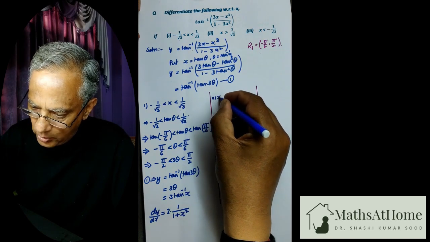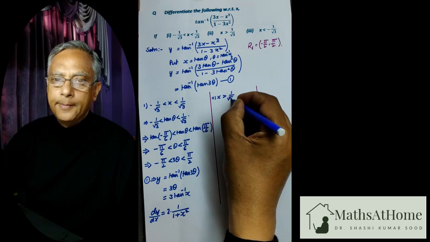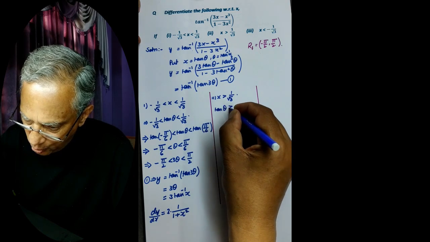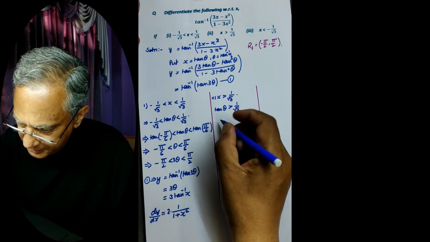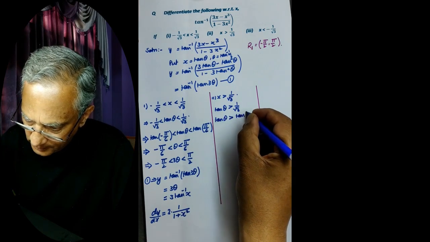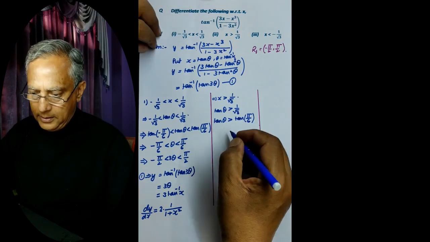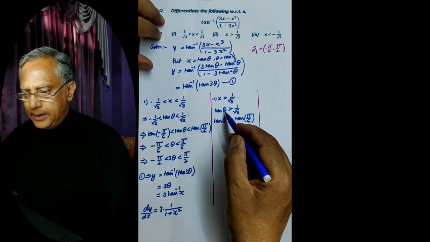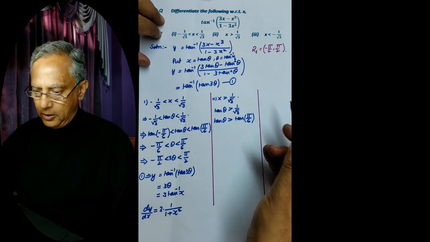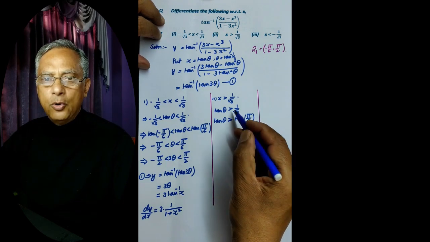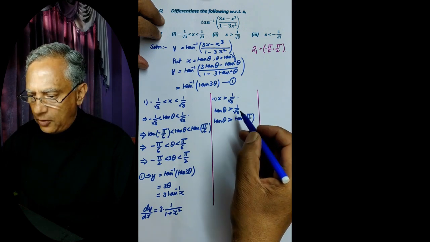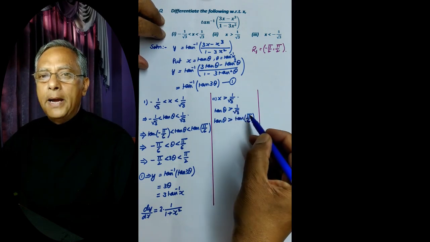Now second is x is greater than 1 by root 3. This implies tangent theta is greater than 1 by root 3. This implies tangent theta is greater than tangent of pi by 6. Now tangent theta is greater than 1 by root 3, that is from 1 by root 3 to infinity. Now tangent of pi by 6 is 1 by root 3 and tangent of pi by 2 is infinity. So the values of theta will lie from pi by 6 to pi by 2.